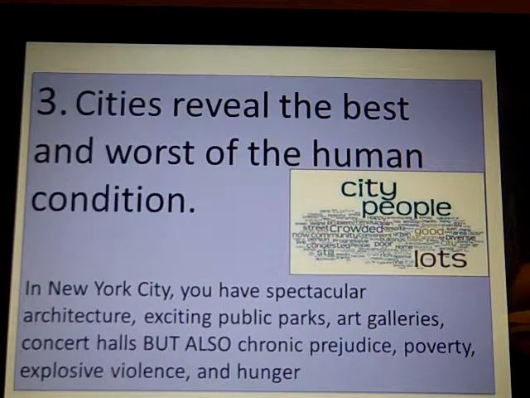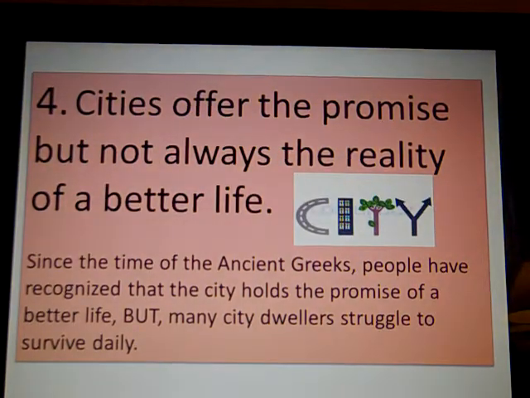Cities reveal the best of what we have to offer. The richest people in our country who enjoy the most extravagant lifestyles live in cities. You find a lot of cultural diversity in cities. There are a lot of good things about cities and that happen within cities. At the same time, cities reflect the very worst of the human condition, such as chronic prejudice, poverty, hunger, homelessness. So we see the best and the worst. And the 4th major theme: cities offer the promise but not always the reality of a better life.